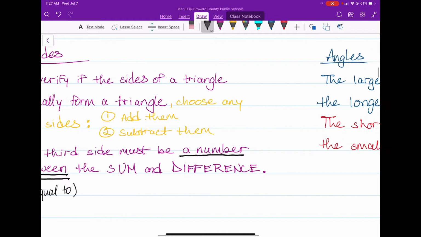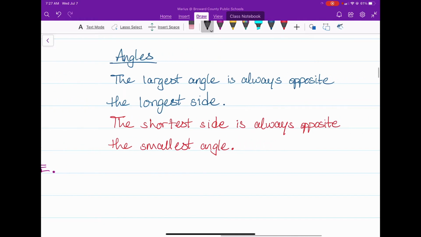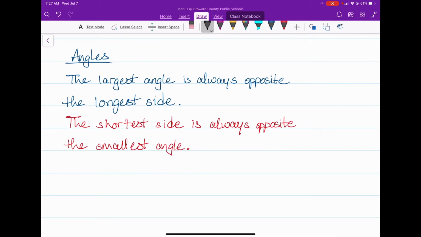Now, for the angles, the largest angle is always opposite the longest side, and the shortest side is always opposite the smallest angle. Let me draw a quick diagram.